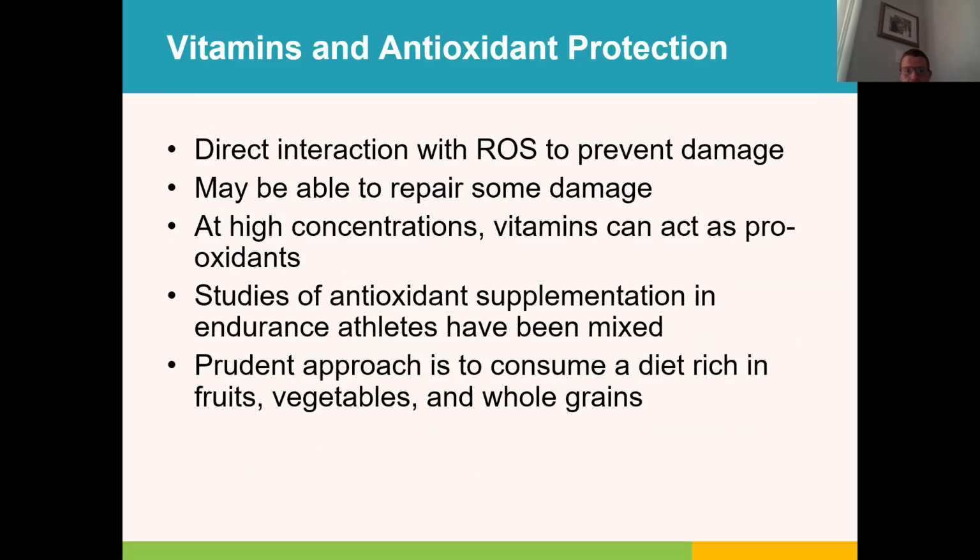Vitamins and antioxidant protection. Direct interactions with ROS prevent damage, and may be able to repair some damage, depending on how much damage is done. At high concentration, vitamins can act as pro-oxidants, so they can protect rather than react. Studies of antioxidant supplementation in endurance athletes have been mixed. It doesn't really show that antioxidant supplementation helps, doesn't show that it hurts. Basically, when they do these things, there's some folks that swear by it, like, hey, we see some benefits, and then you got some other folks showing no benefits.